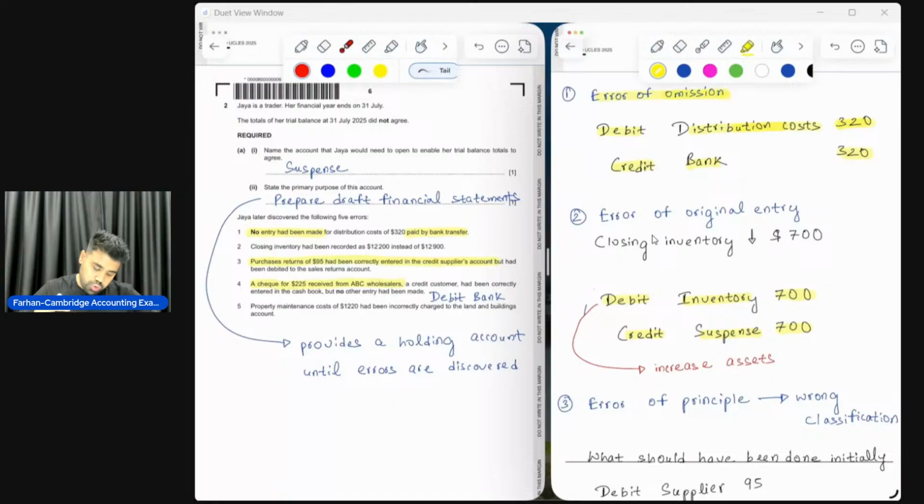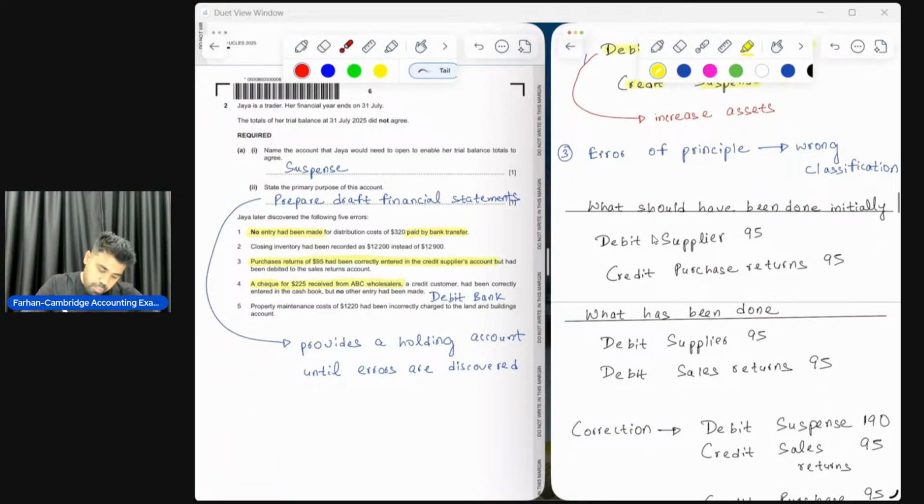Now let's go through the third error. Purchase returns of $95 had been correctly entered in the credit supplier's account but had been debited to the sales returns account. All right, so we want to understand what's going on. So we understand that there is an error of principle where the wrong classifications are involved. And how is that so?